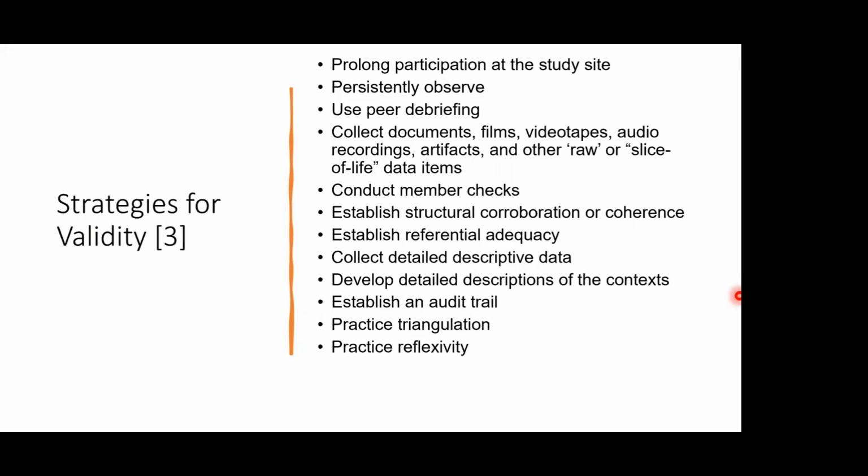Collect documents, film, videotapes, audio recordings, artifacts, and other raw or slice of life data items. Conduct member checks. Establish structural corroboration or coherence. Establish referential adequacy. Collect detailed descriptive data. Develop detailed descriptions of the context. The list goes on. Establish an audit trail. That must be important, that if somebody wants to go back and look at how you derive your findings, this is what you call an audit trail.